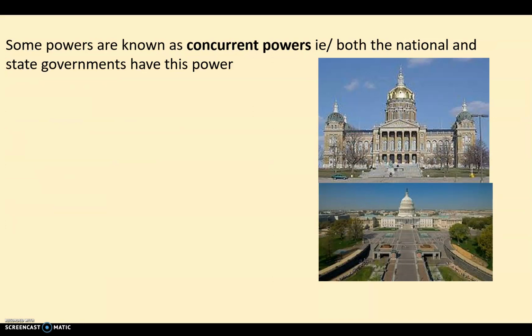There are also these concurrent powers, and what I'm going to do, because I've got 15 minutes free on this type of screenshot video, is do video number 2, part 2 of this, and I'll talk through the concurrent powers and the other ones.